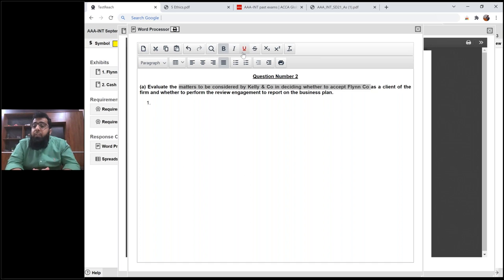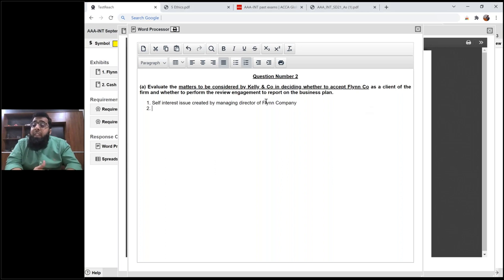Okay, what are the matters which you will consider? We will consider the self-interest issue, created by the managing director of Flynn Company. The managing director of Flynn Company created a self-interest issue when he told us that, okay, I will give you the entire audit. Yes, now comes the right point.